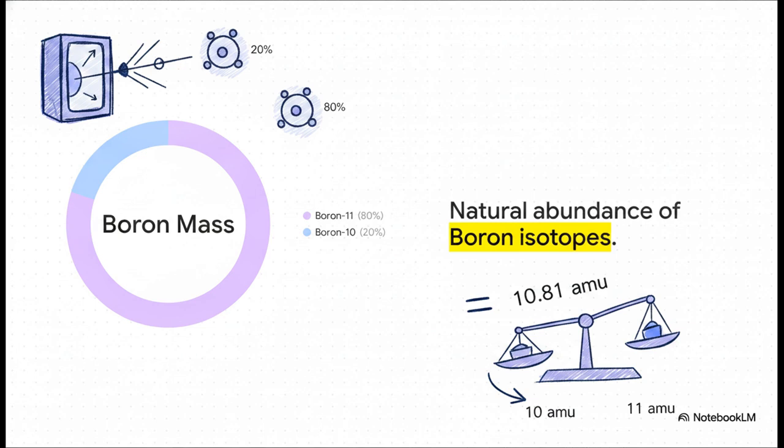But here's the wild part. There is no single boron atom out there that weighs exactly 10.81 AMU. They weigh either 10 or 11. The 10.81 is literally just the natural average.